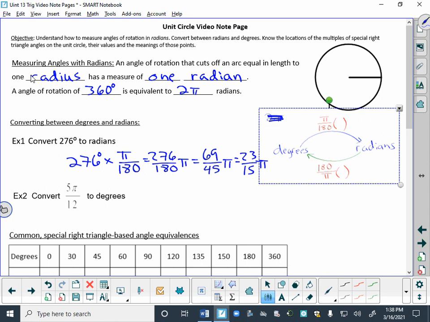So I want 5 pi over 12 to change to degrees. Then I'm going to take my 5 pi over 12 and multiply by 180 over pi. The pi's cancel. We'll try to do 180 divided by 12, see if that comes out nice. 180 divided by 12 is 15. So this looks like it is 5 times 15, which is 75. This is equivalent to a 75-degree angle. All right. So, an example of one of each of those.